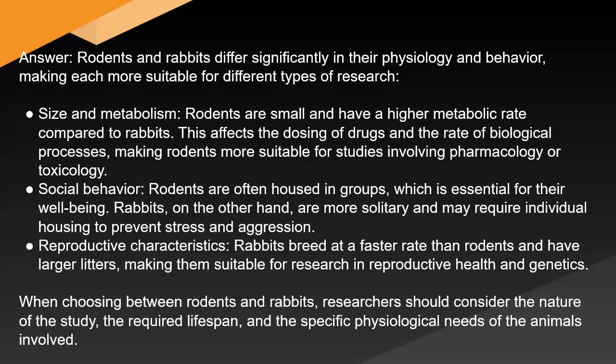Social behavior. Rodents are often housed in groups, which is essential for their well-being. Rabbits, on the other hand, are more solitary and may require individual housing to prevent stress and aggression. Reproductive characteristics. Rabbits breed at a faster rate than rodents and have larger litters, making them suitable for research in reproductive health and genetics. When choosing between rodents and rabbits, researchers should consider the nature of the study, the required lifespan, and the specific physiological needs of the animals involved.